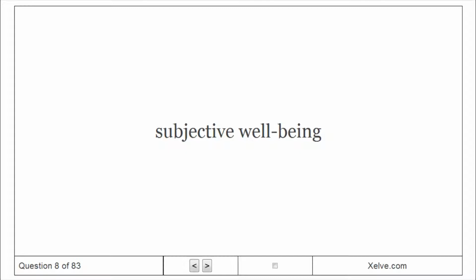Adaptation level phenomenon. Our tendency to form judgments relative to a neutral level defined by our prior experience. Relative deprivation. The perception that one is worse off relative to those with whom one compares oneself.